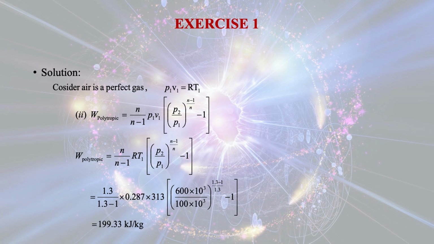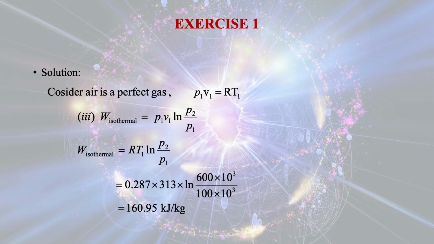Next one is to calculate W polytropic, the work done for the polytropic process. In the same way, we have to do it. The value of n is given as 1.3, R value is given as 0.287, T1 is the same, P2, P1 are also given. There is no problem for calculating work done for the polytropic process. That comes out to be 199.33 kilojoule per kg.